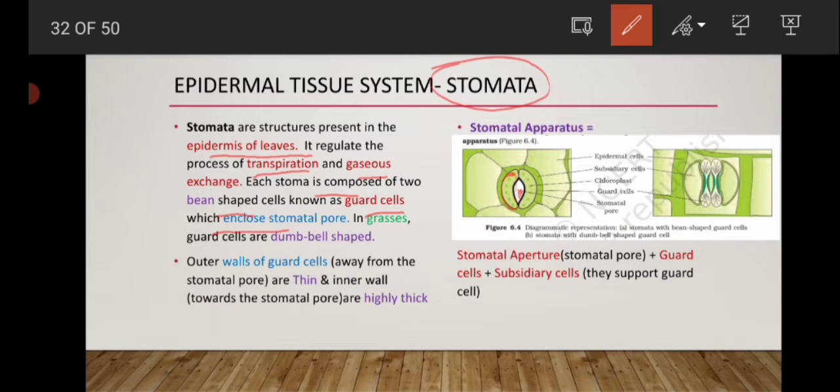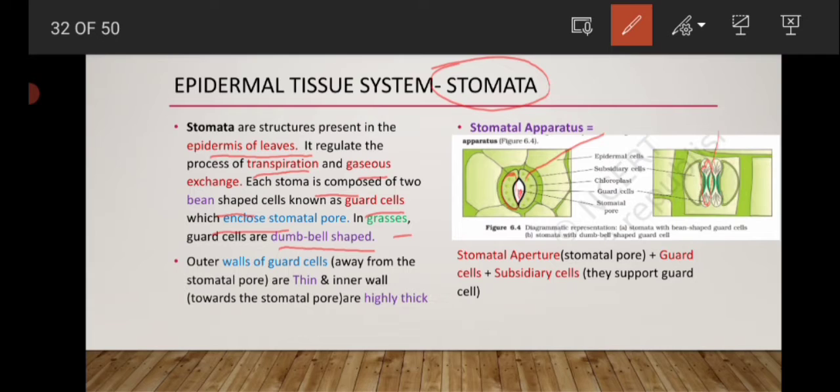In grasses, the guard cells are dumbbell shaped. Here you can see a dumbbell shaped guard cell. So in grasses they are dumbbell shaped, and in normal angiosperms they are bean shaped.